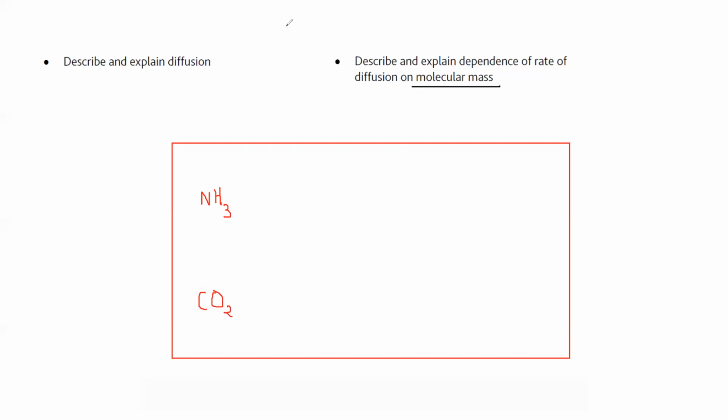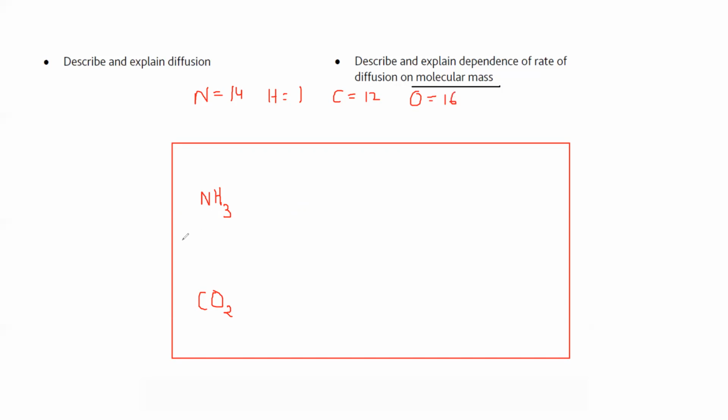What is the molecular mass? The mass of the molecule is called a molecular mass. The mass of nitrogen is 14. We'll use the periodic table, you will find it's 14. Mass of hydrogen is 1 and mass of carbon is 12. Mass of oxygen is 16.